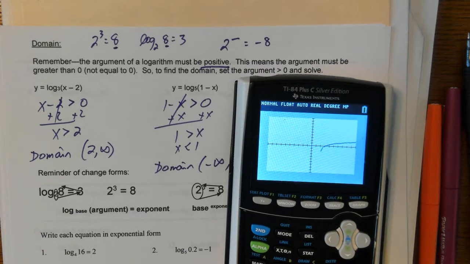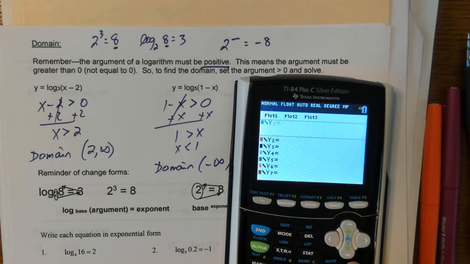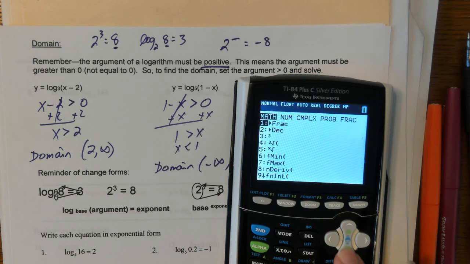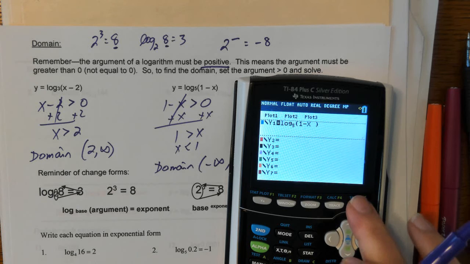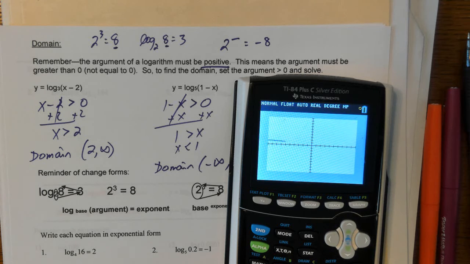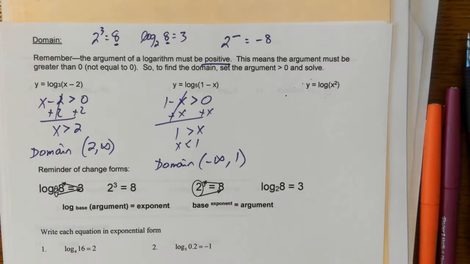If you graph that one, math, arrow down to log base 5 of 1 minus x. And when I look at my graph, this is a new twist. It starts on the left and goes to the right. And it looks like at positive 1 is where that vertical asymptote would be located.